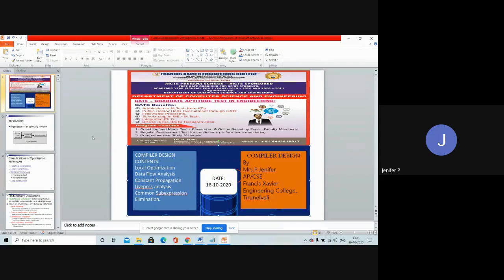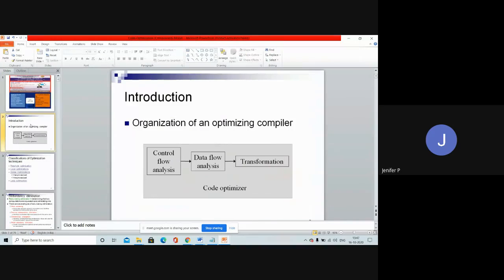Good afternoon students. So let us start our pending compiler design concepts. We already studied the remaining phases of the compiler. We started with the lexical analyzer, then the syntax analyzer, then the semantic analyzer, then the intermediate code generation. And the pending one is code optimization.